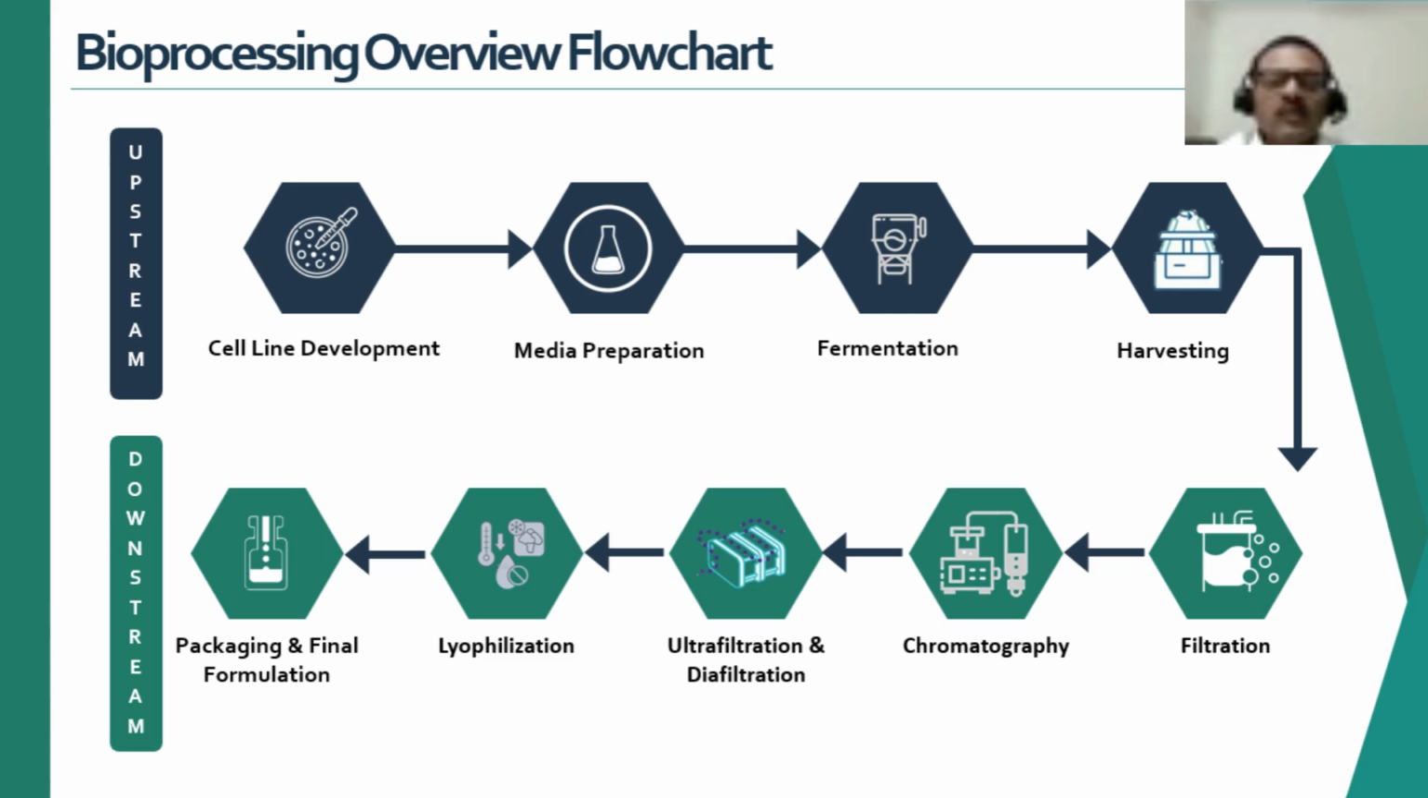It is purified using various downstream steps such as filtration, chromatography, ultrafiltration, and finally the product, the drug or biologic, is lyophilized or made stable and then packed by fill and finish formulation steps. So these are all the major steps in the bioprocessing workflow, and how the bioprocessing workflow is segmented into upstream and downstream operations.